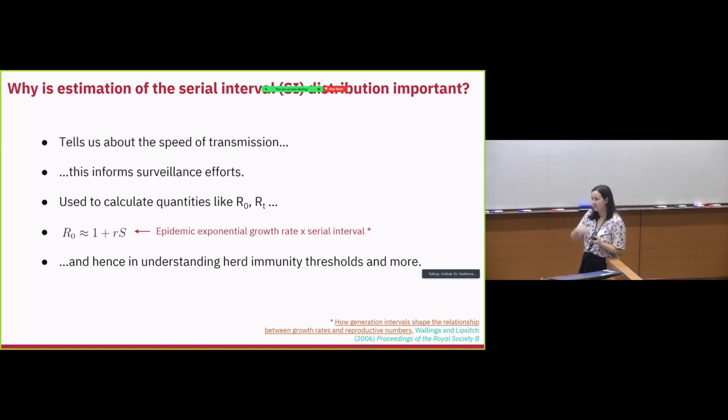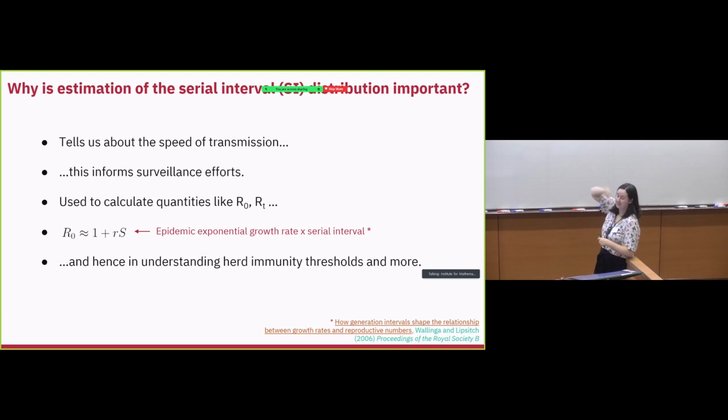If we want to do contact tracing, we should know what kind of times people were in contact to inform that. And as well, the serial interval cascades down into all these other quantities that we're interested in. So it's used to calculate some different reproduction numbers.